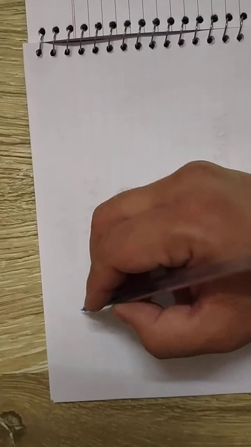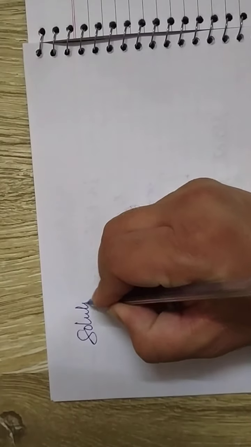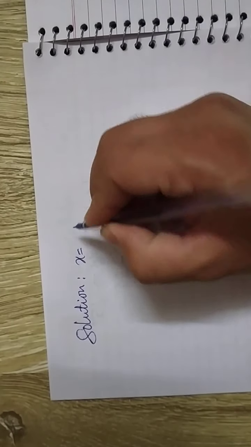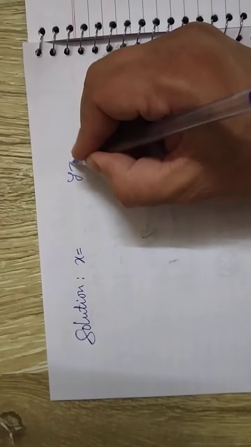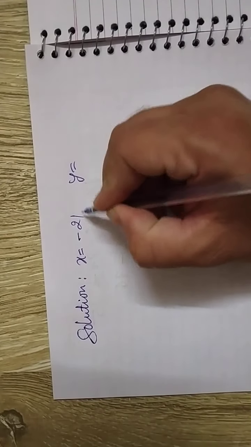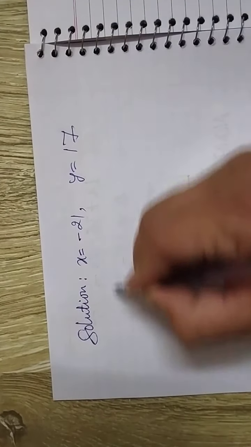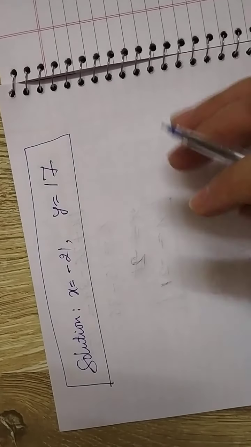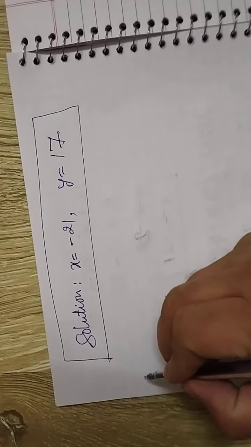We'll declare the answer. Solution: x equals minus 21 and y equals 17. Now I'm taking one more question for better understanding.